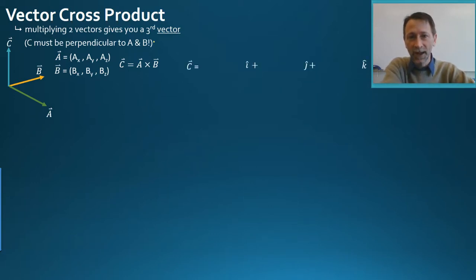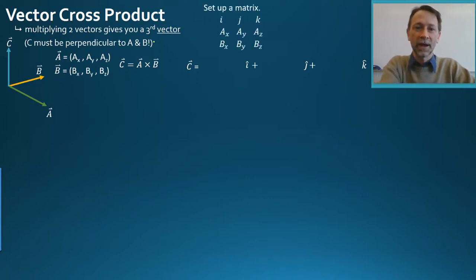To find the values of the I, J, and K, or the X, Y, Z values of C, we're going to set up a matrix here where I have my I, J, K, or X, Y, and Z. I have AX, AY, AZ, BX, BY, BZ. Now, I'm going to extend my matrix off to the sides here. You'll see why once we get going, but I want to follow the pattern. So I have AX, AY, AZ.